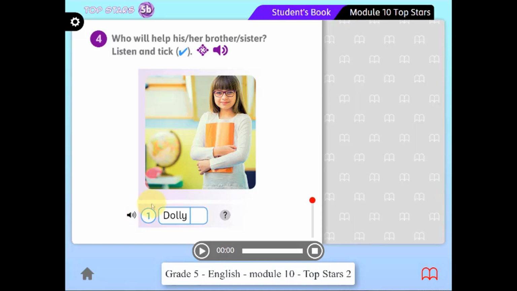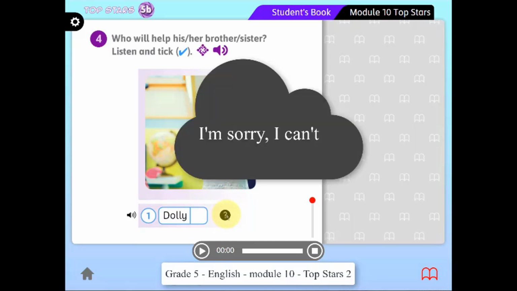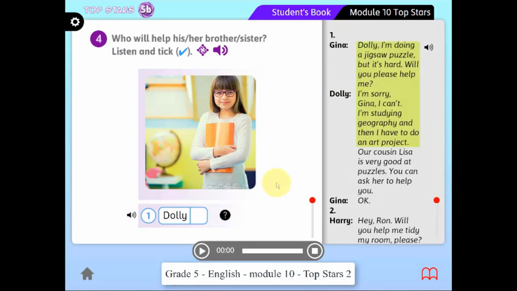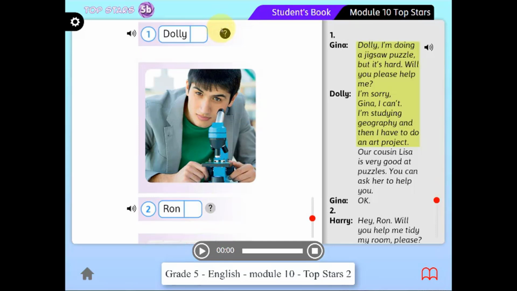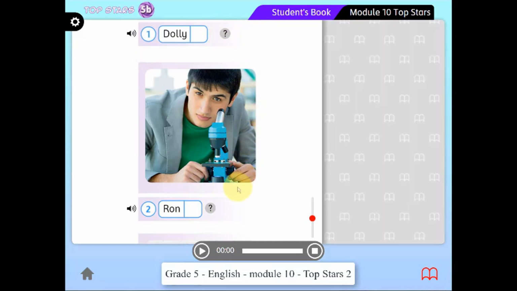Okay. What do you think, my friends? Will Dolly help Gina or not? I guess I heard her saying, I'm sorry, I can't. Which means she will not help. Let me show you the script to make sure. Dolly says here, I'm sorry, Gina, I can't. So I am correct. Dolly refuses to help. So leave this box empty. Okay, next picture. You are going to listen to Harry and Ron and see if Ron will help his brother or not.